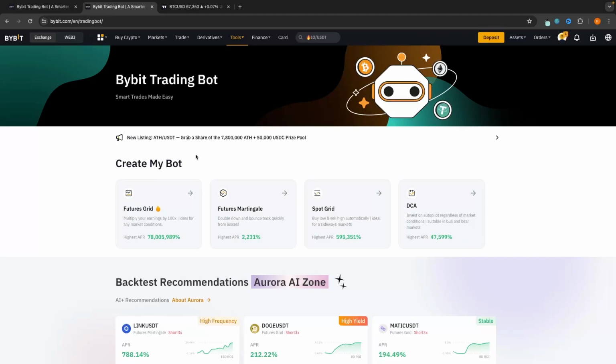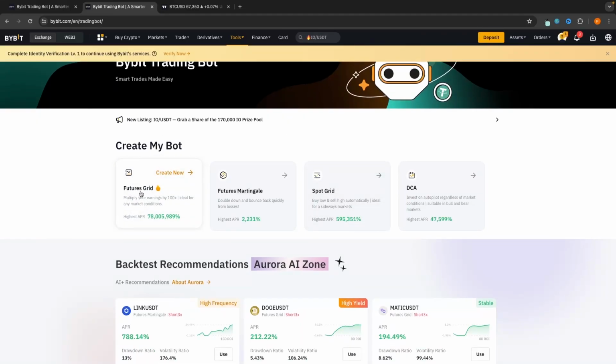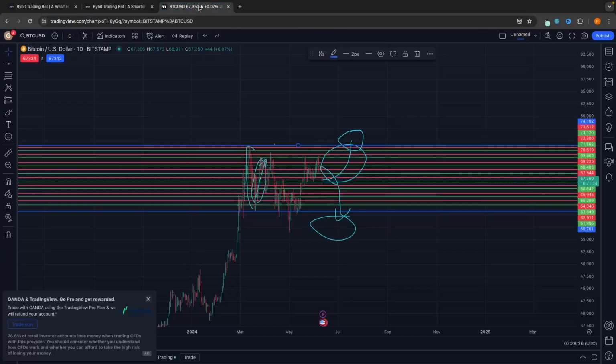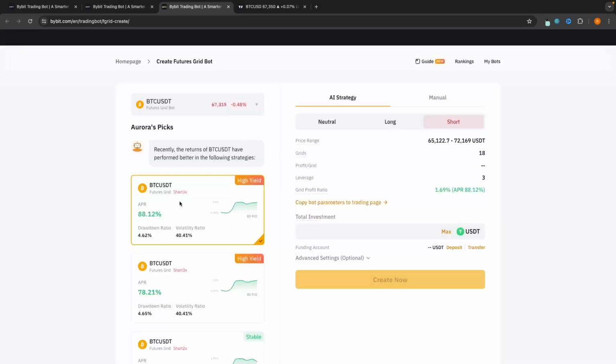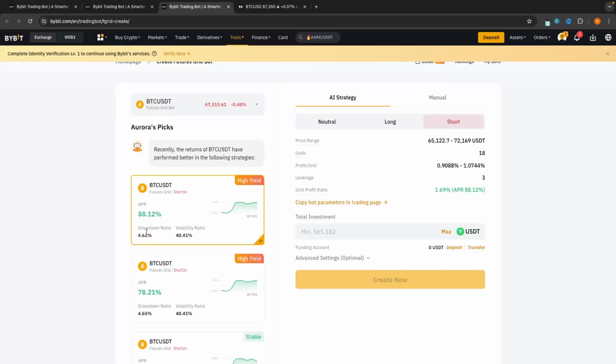Now, if we go back to the homepage, we can see we also have a futures grid. So this is a lot more risky, and essentially you can get liquidated in this area. So with the spot grid, this is just buying and selling regular Bitcoin right here between all of these price ranges. But the futures grid is going to do this with leverage. So it's a lot more risky, but you can make a lot more profit. So we can see straight away the APR with this futures grid is 88%. So I think the other one was like 35% on the spot grid. So you can see a massive difference right here.